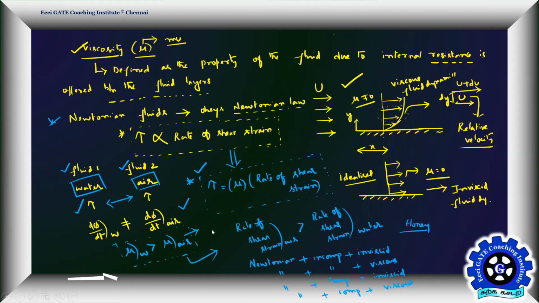Fine. So now let us see what is the unit of viscosity. From this equation, let us see what is the unit of viscosity. Or before going for that, let us see what is the expression for rate of shear strain. Then we can come to the viscosity units.